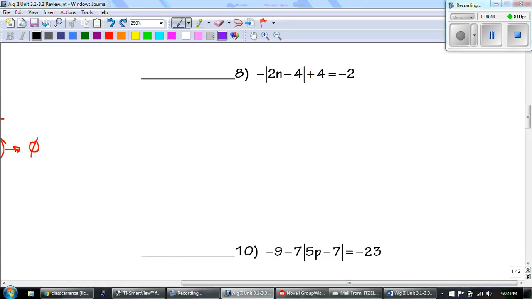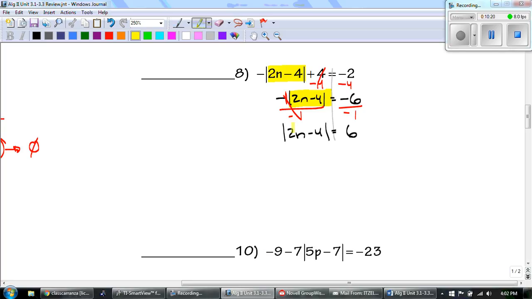Like number 8. I can't just say no solution because the absolute value is not by itself yet. So subtract the 4 from both sides. We get negative absolute value of negative 2n plus 4 equals negative 6. It's not by itself. It's being multiplied by a negative 1, so I have to divide by a negative 1. And then we get the absolute value of 2n minus 4 equals positive 6. And now that it equals a positive, we know that there are two solutions.